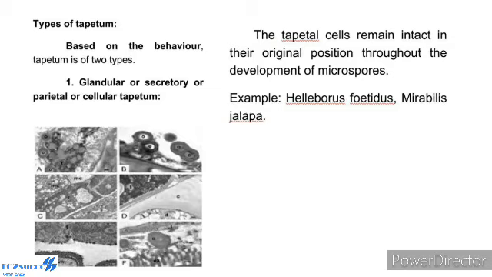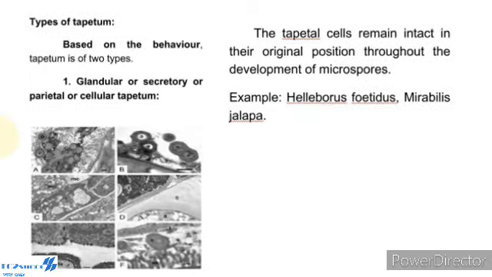Secretory or glandular tapetum is more common than the amoeboid tapetum. It is found in the anthers of Helleborus foetidus, Mirabilis jalapa, etc. In Helleborus foetidus, Echlin and Godwin have recorded the formation of Ubisch bodies in the tapetal cells. These bodies contribute to the material known as sporopollenin, which is involved in the thickening of the exine of pollen grains.